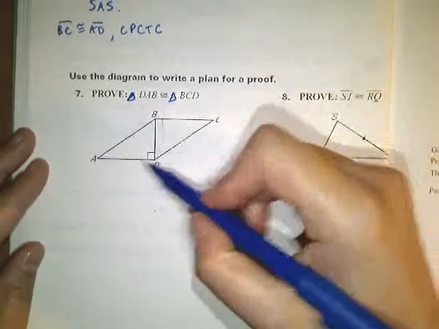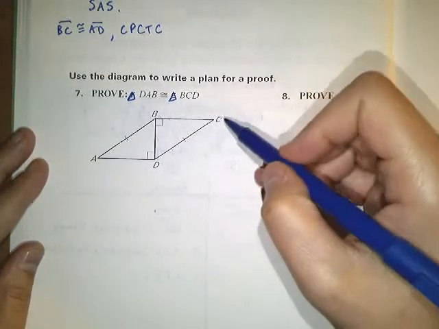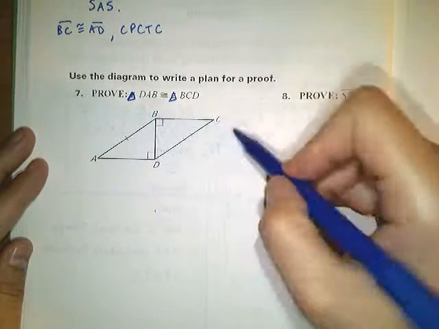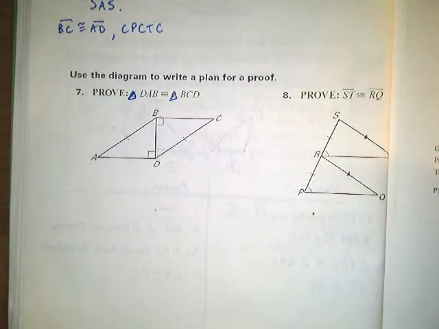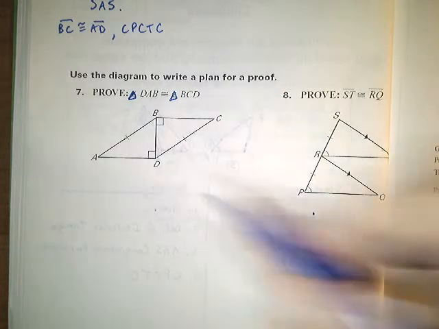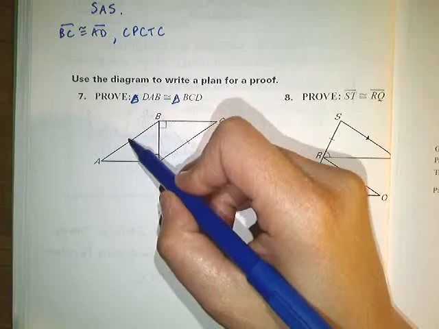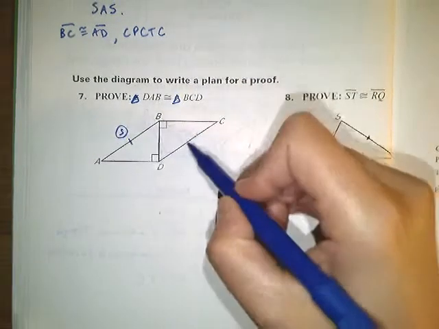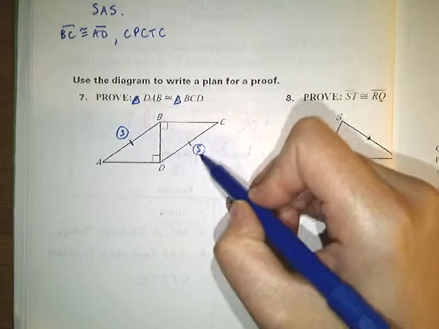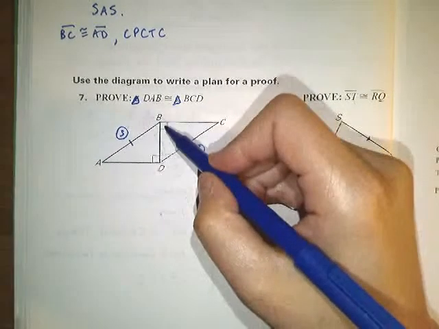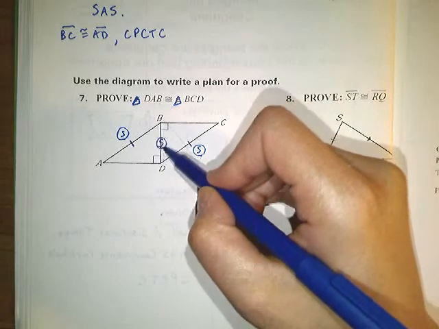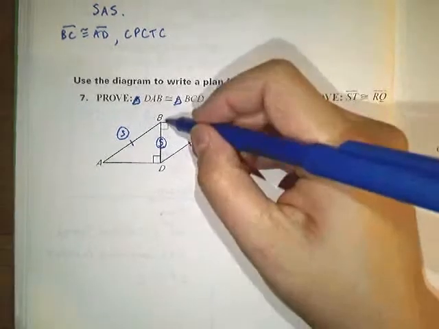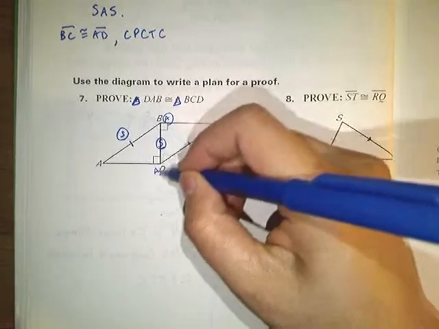Okay, so triangle DAB and triangle BCD. Okay. Well, I have this side right here, congruent with this side right there. I have some right angles, and I have this side right here. And then I've got this angle up here and this angle down there.